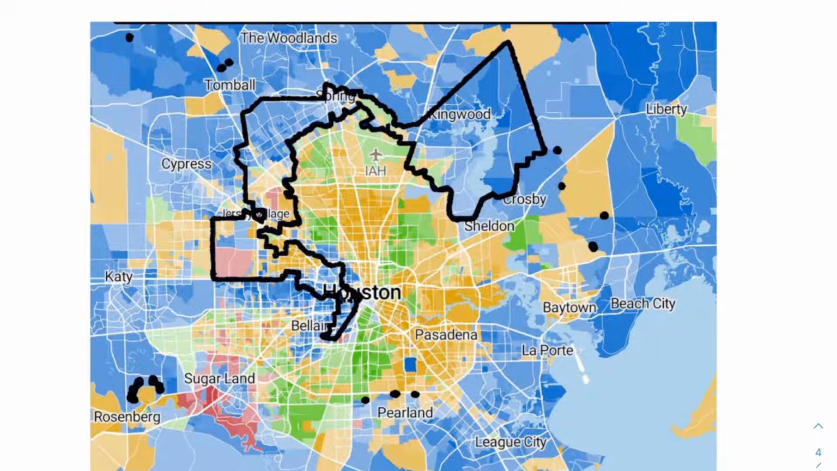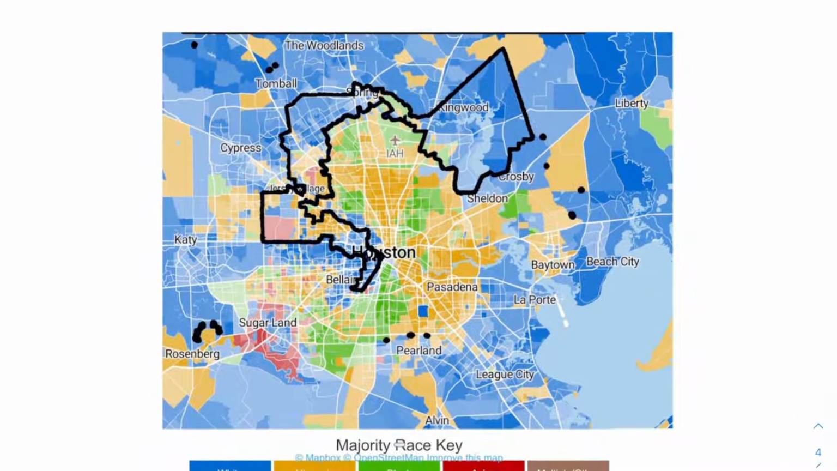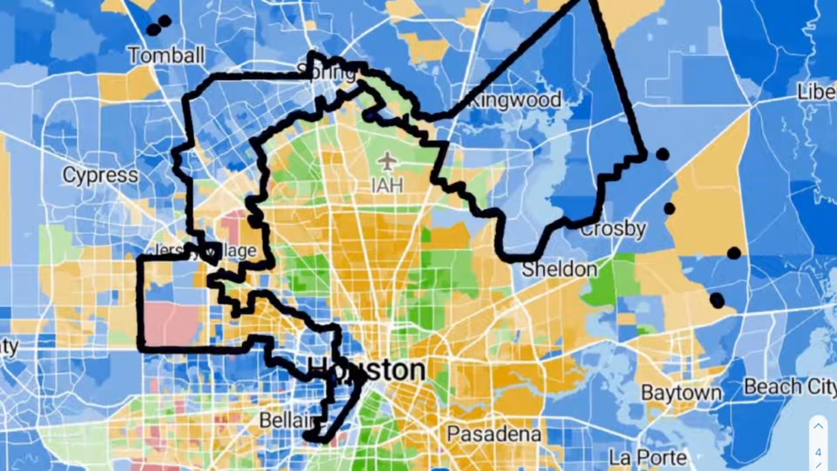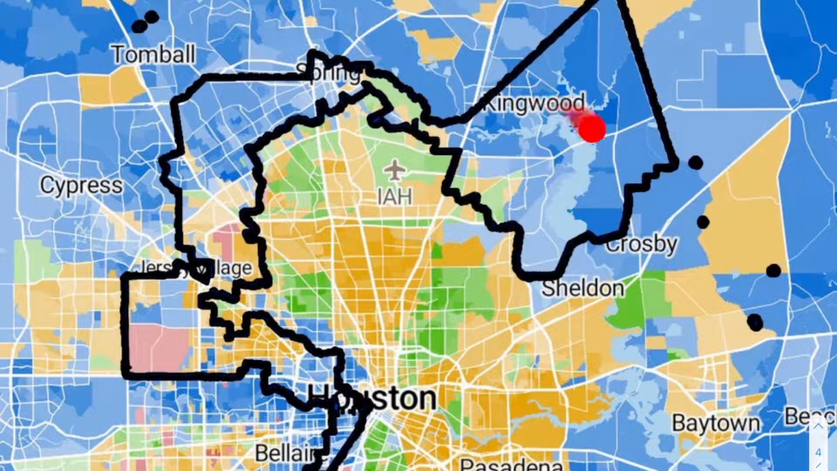The colors on the map, though, this is what I would like to bring to your attention. The colors on the map are the majority racial makeup of those various neighborhoods. And what you see here is Dan Crenshaw's district is basically picking up all the white people and stopping right at the border where the people of color live, all right? Is this unfair? Is this racially unfair?